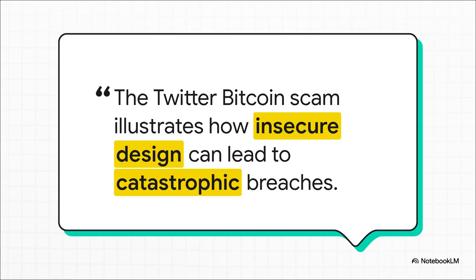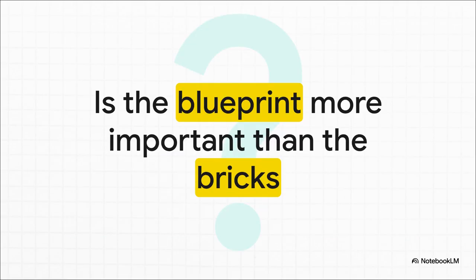And really, as the OWASP guide itself points out, you don't have to look very far for a powerful reminder of what's at stake. The Twitter hack is the perfect and very public example of how one flaw in the design of an internal tool can spiral into a total catastrophe with massive, real-world consequences. And that kind of leaves us with a final big question to think about. In a world that's literally built on software, maybe it's time we start worrying less about the individual bricks, the lines of code, and a whole lot more about the strength and integrity of the blueprint itself.